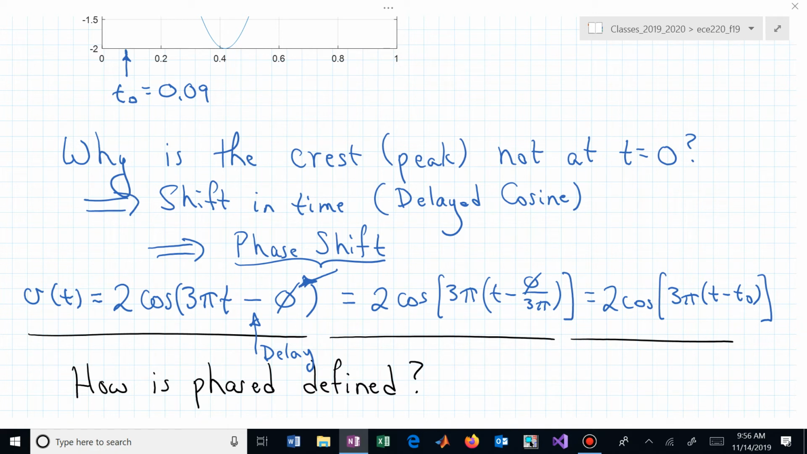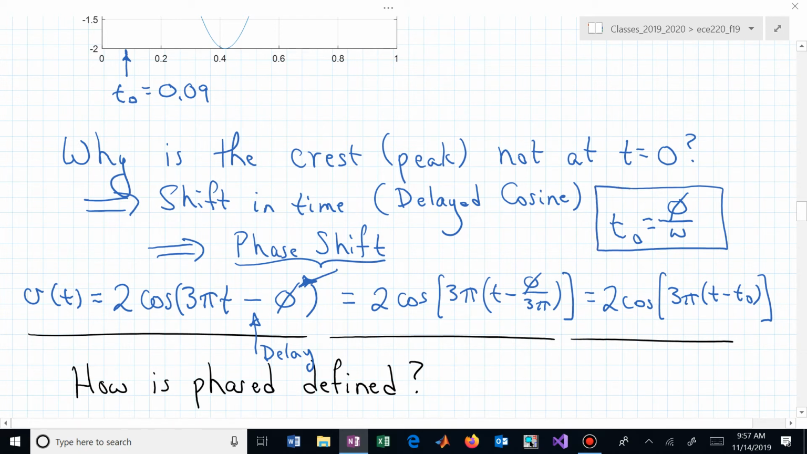So the connection between the shift in time and the phase shift is this: t sub 0 is equal to phi over omega, and that 3 pi was omega. So if you want to know what this waveform is shifted in time, or what its phase is relative to the normal cosine waveform of omega t, we now have this relationship. And hopefully you can see how that formula, t naught equals phi over omega, came into being.